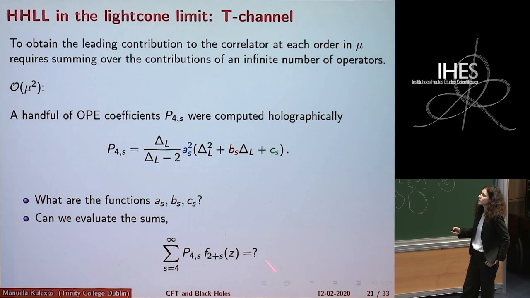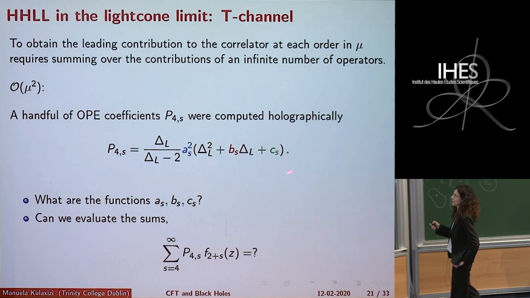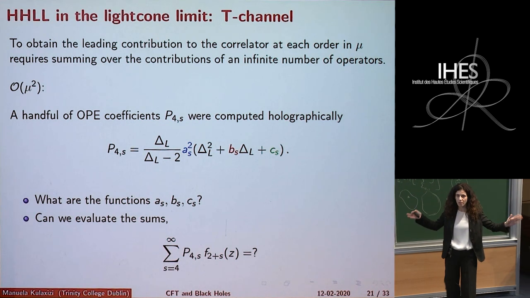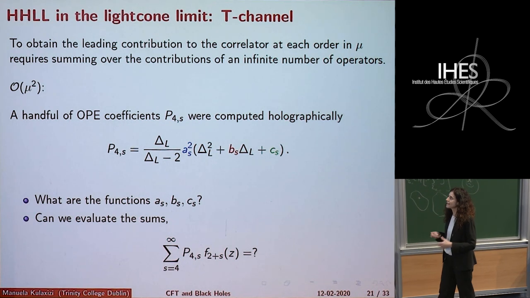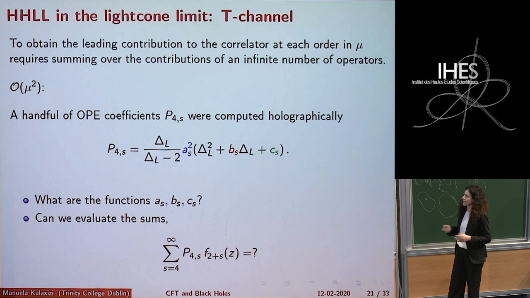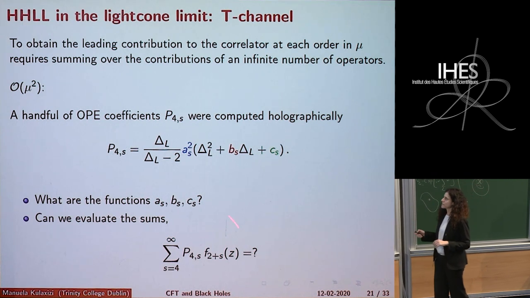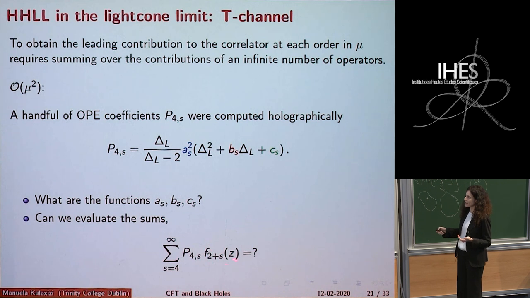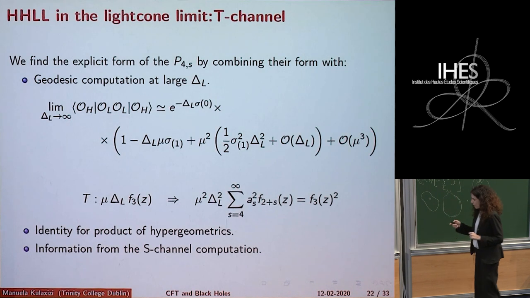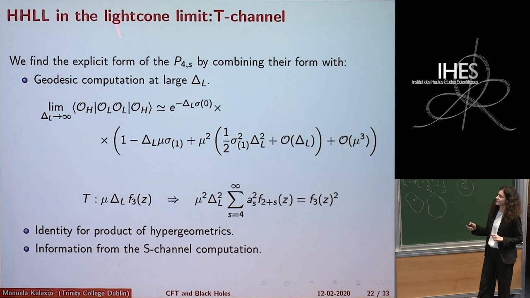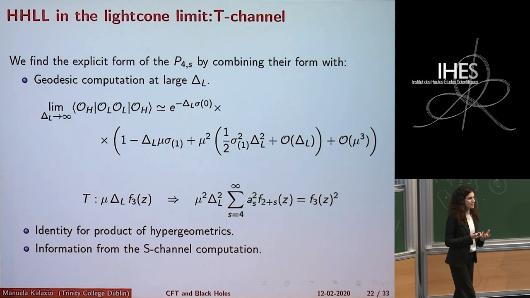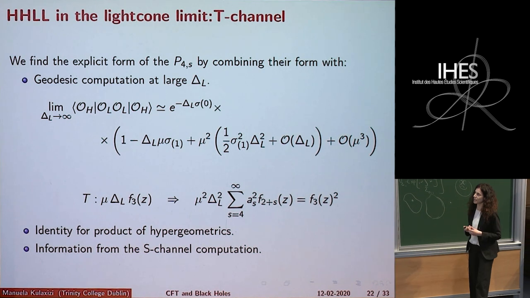So the question was, what were these functions? Can we write a generic formula for these parameters, so that we can afterwards sum this infinite contribution and see what it gives us at order mu squared in our correlator, and then whether we can actually evaluate the sums? Once we have that, the sums will be over some f functions, which are just some hypergeometric. So we were actually able to find these OPE coefficients with a little bit of guesswork and a little bit of looking at the other channel, at the S channel behavior.